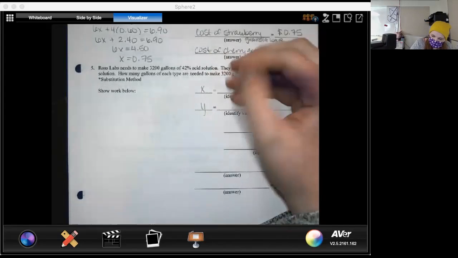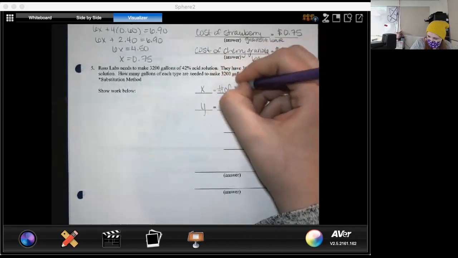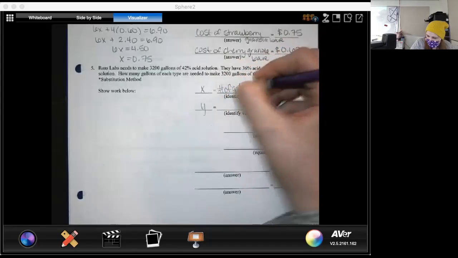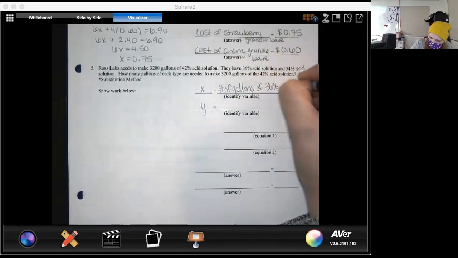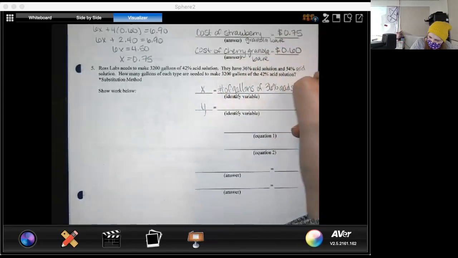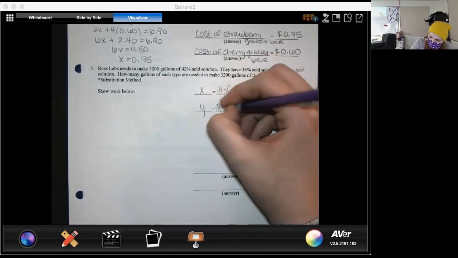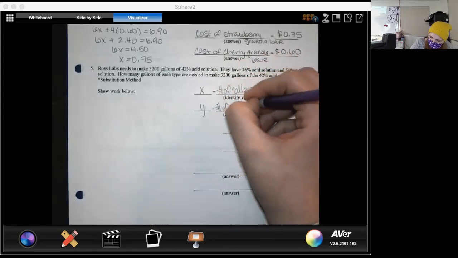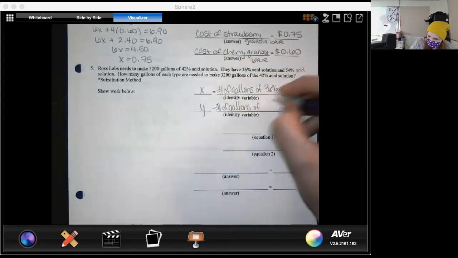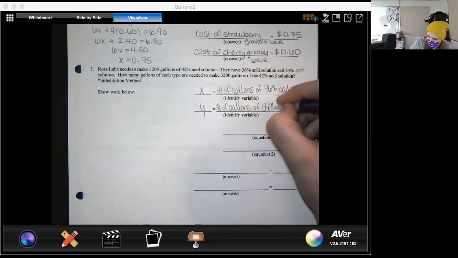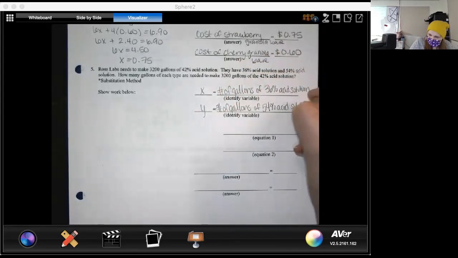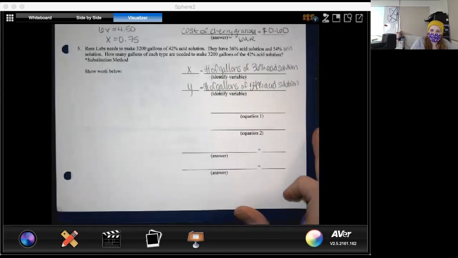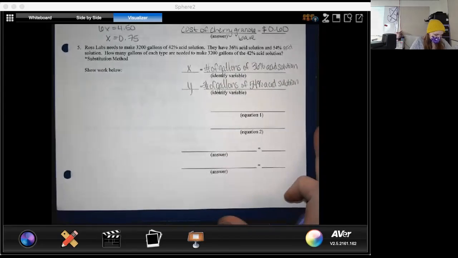Be a little bit more specific, I'll say number of gallons of 36% acid solution and number of gallons of 54% acid solution. Okay, good. Gallons of each type, correct. Okay, now let's talk about those equations.